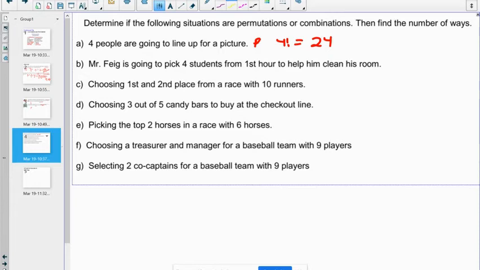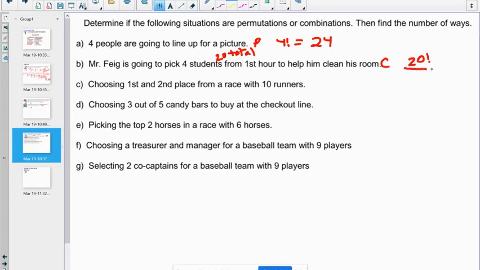Now for part B, Mr. Feig is going to pick 4 students from first hour to help him clean his room. First there's 4 students and there's 20 total. So we know that is a combination because the order of how the people are picked does not matter. And that's going to be 20 factorial, because that's our n, over 4 factorial times 20 minus 4 factorial. For the sake of time, I'm not going to calculate it. Just know that's how you would set the problem up.